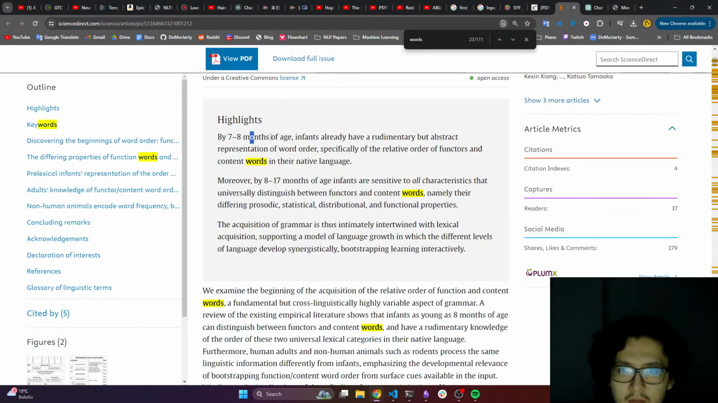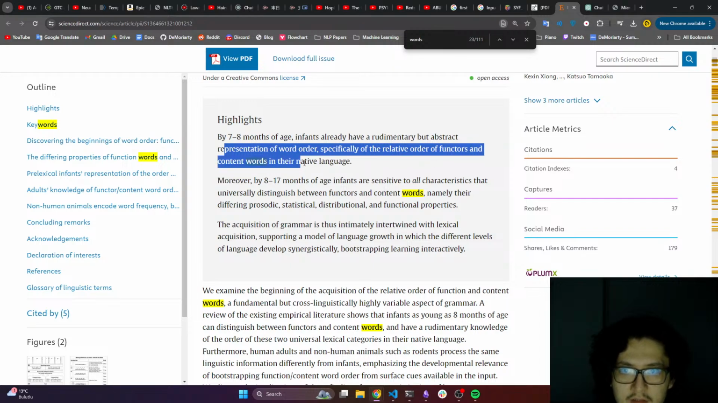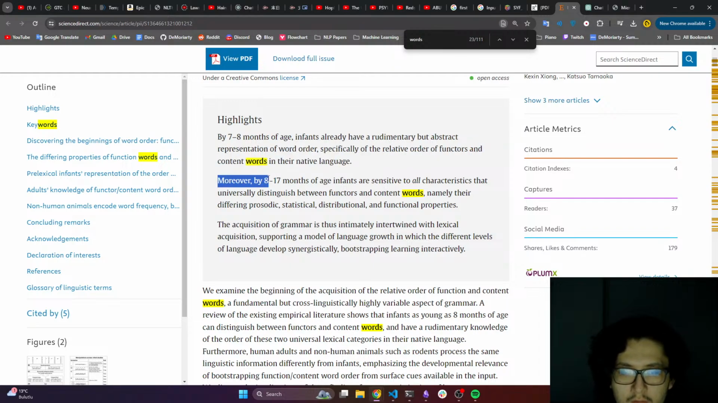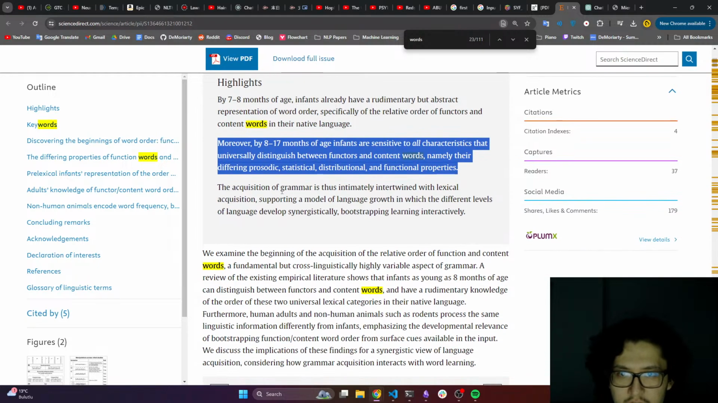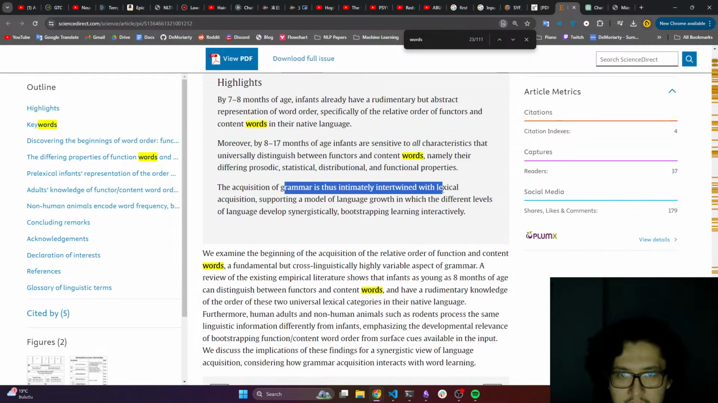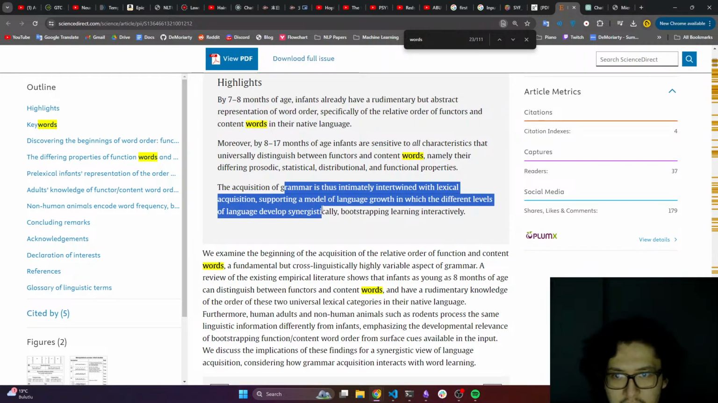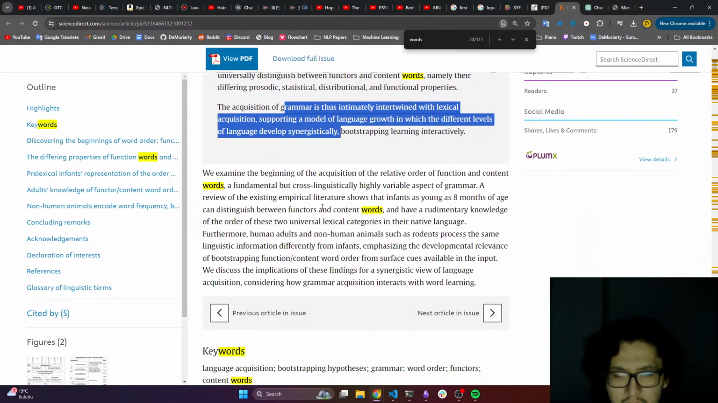By 7 to 8 months of age, infants already have a rudimentary but abstract representation of word order, especially the relative order of functors and content words in their native language. Moreover, by 8 to 17 months of age, infants are sensitive to all characteristics that universally distinguish between functors and content words, namely their differing properties. The acquisition of grammar is thus intimately intertwined with lexical acquisition, supporting a model of language growth in which the different levels of language develop synergetically, bootstrapping learning interactively.